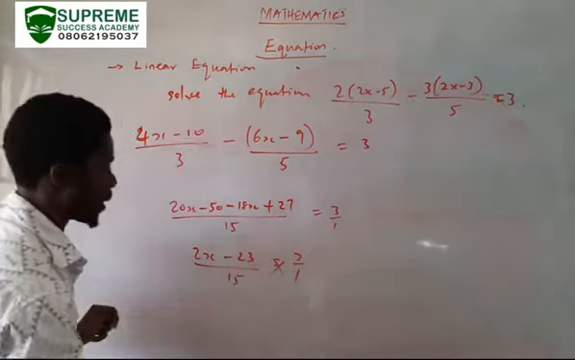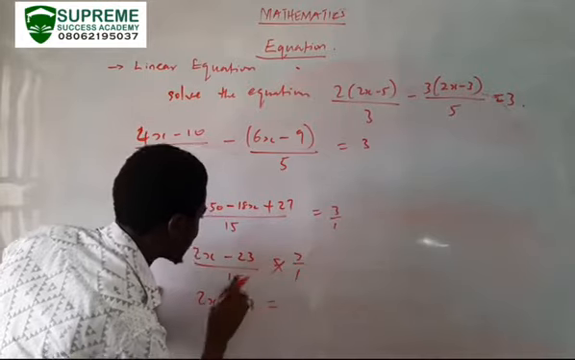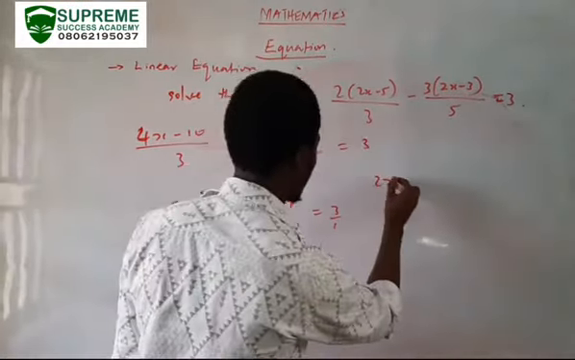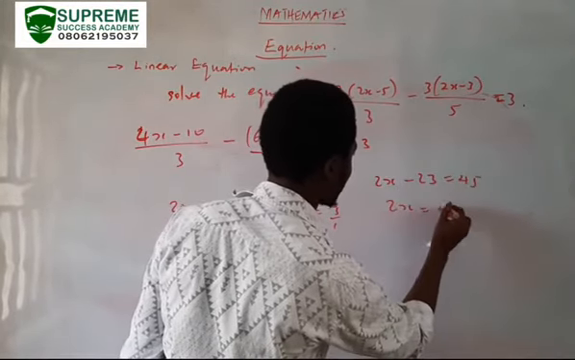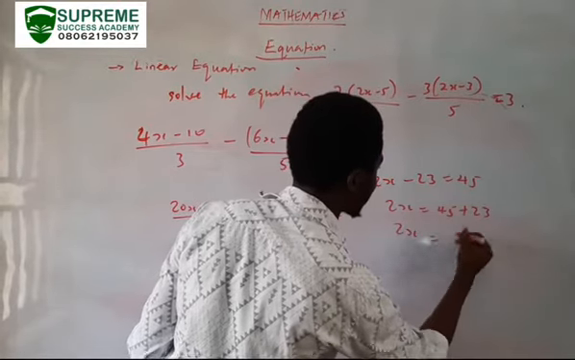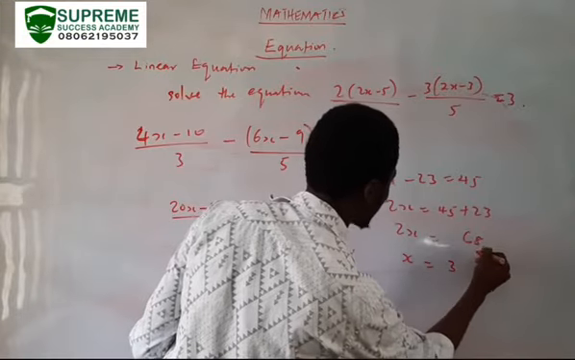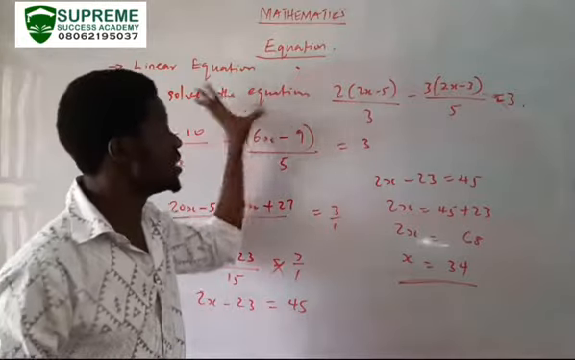What do you do here? You cross multiply. You have 2x minus 23 equals 15 multiplied by 3, that should be 45. Right? Good. Then collect like terms: 2x equals 45 plus 23. Then 2x will be equal to 68. Then we can have x equal to 34. And that's how you solve that problem. It's a simple problem on linear equation.